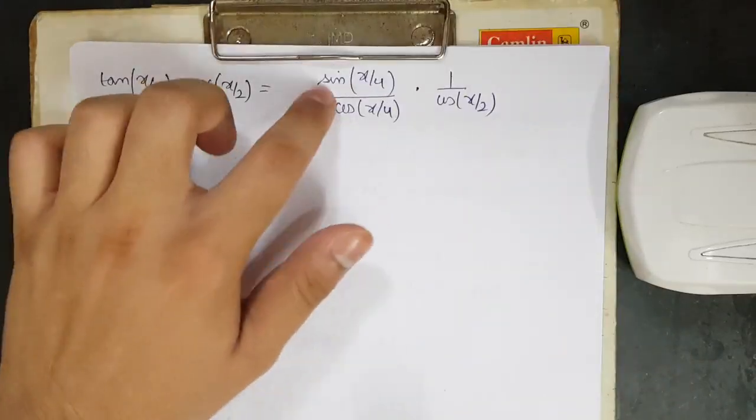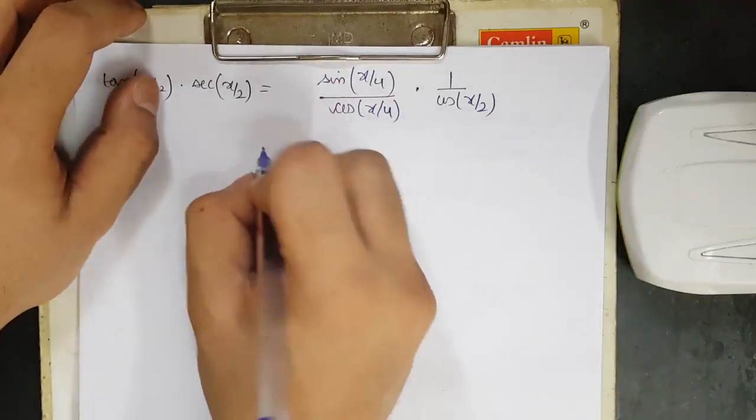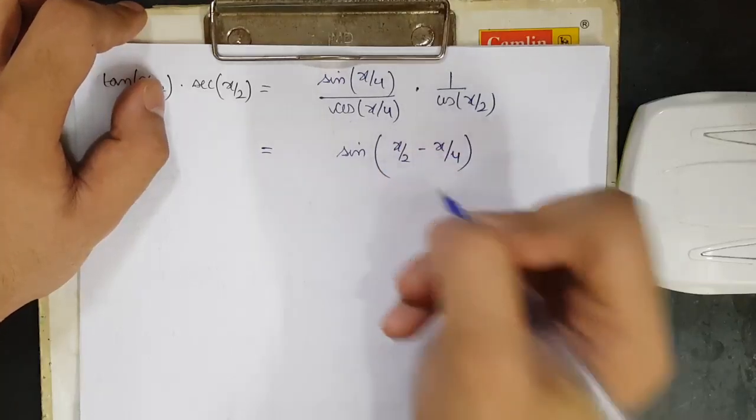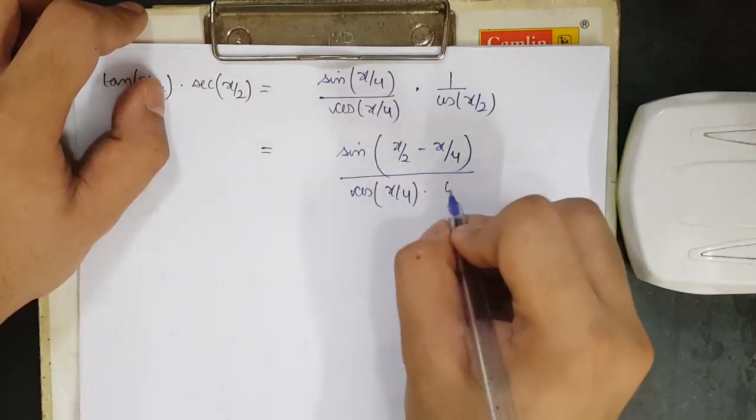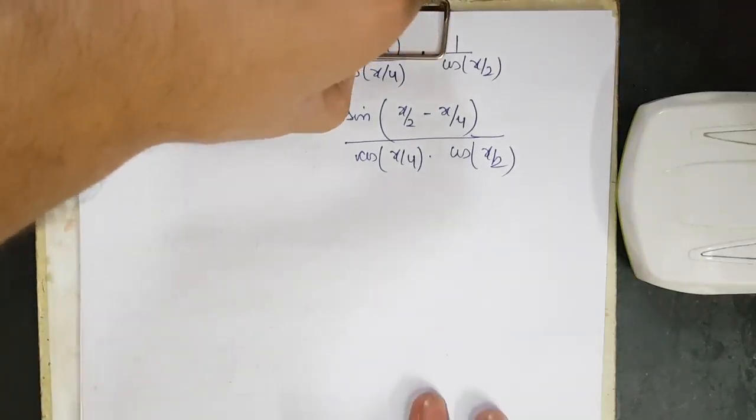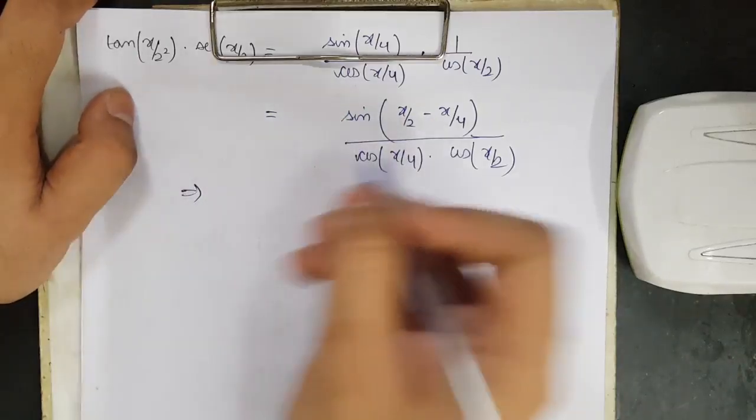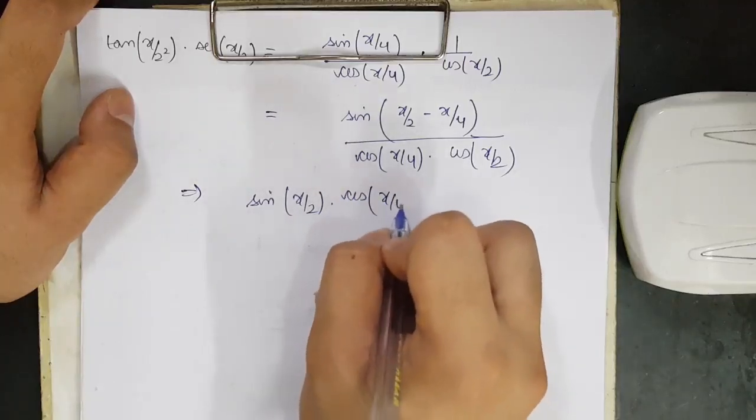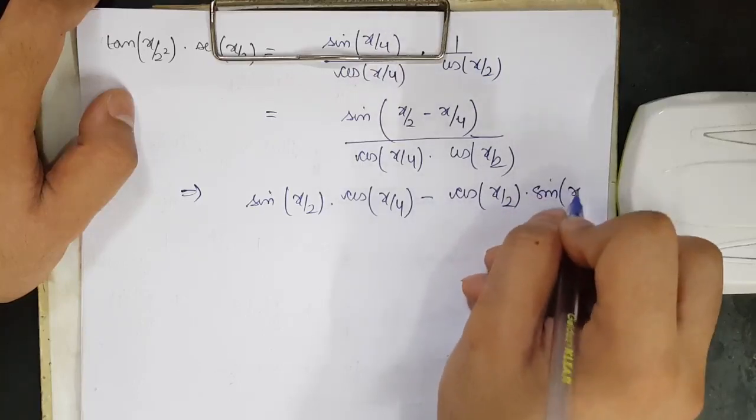So basically we need to have some common terms in both places. So what I do here is, how can x by 4 be written in terms of x by 4 and x by 2, you need to think about it. So that will be written as sine of x by 2 minus x by 4, okay, upon cos x by 4 into cos x by 2. Now we can see further from here that sine of x by 2 minus x by 4, once again sine of a minus b will be used here. So that will be equal to sine a into cos b minus cos a, that is cos x by 2, into sine b. So this will be written.